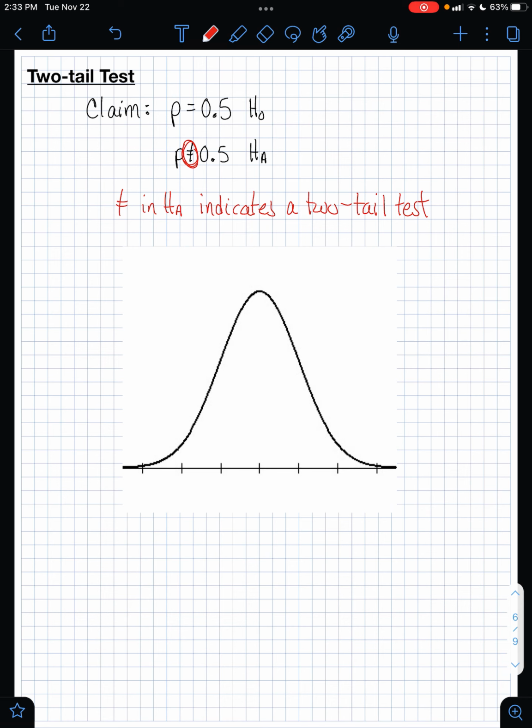The two-tail test, as the name suggests, is operating on both sides. But what that means, and this is more familiar from the confidence interval unit, is that the area in the tails has to be split, or that the value of alpha has to be split between the tails. So the area in each tail is half of alpha.